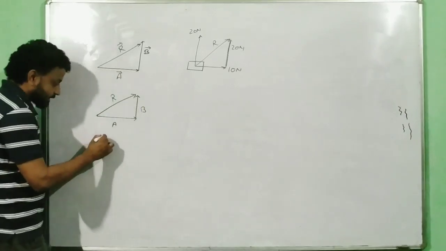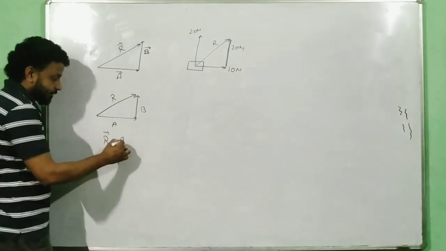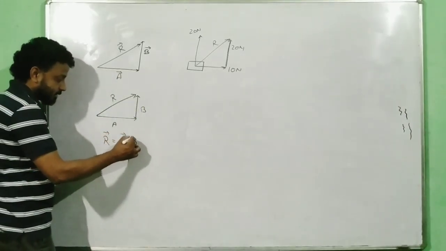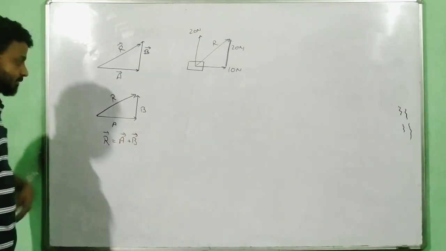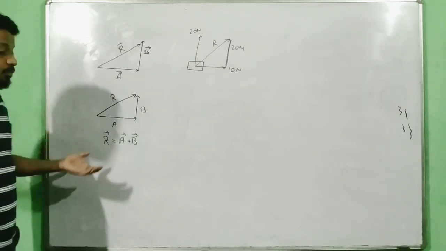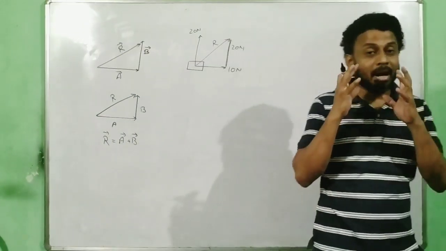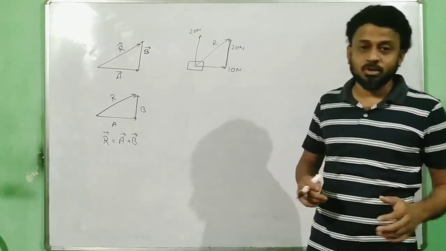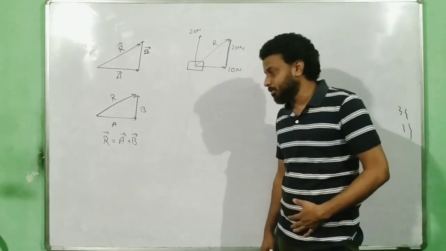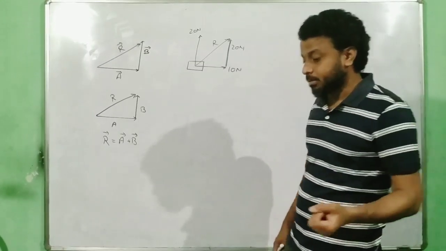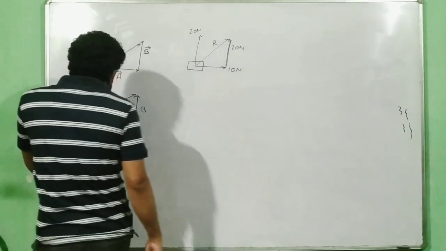So this we call R vector equals A vector plus B vector. This is what we call A vector plus B vector. Remember, this is not the way of finding the resultant magnitude. To find the magnitude of the resultant, you have to use the formula root over A squared plus B squared plus 2AB cos theta, or the matrix method if there are more than two vectors.